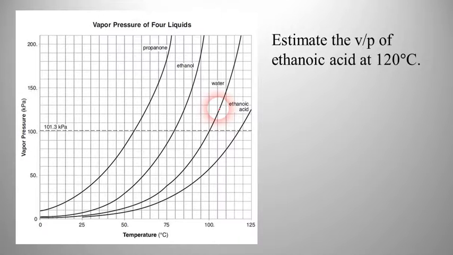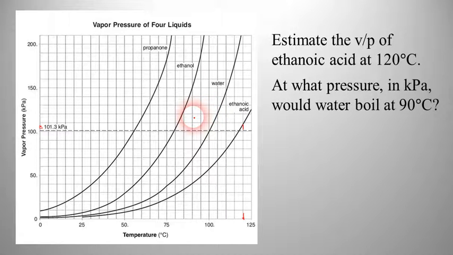So let's estimate the vapor pressure of ethanoic acid at 120 degrees Celsius. So that's a pretty simple exercise. Here's 120 degrees Celsius. So we just go up here to ethanoic acid. And hopefully you can see that that is a little bit less than 110. We can estimate that maybe around 107 kilopascals, somewhere in that neighborhood.